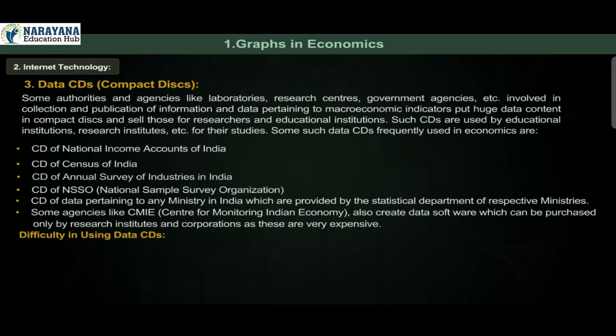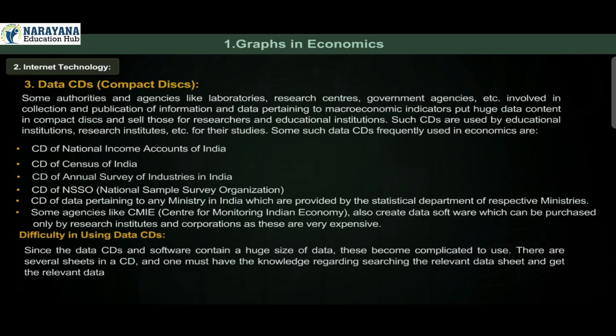Difficulty in using data CDs. Since the data CDs and software contain a huge size of data, this becomes complicated to use. There are several sheets in a CD and one must have the knowledge regarding searching the relevant data sheet and get the relevant data.